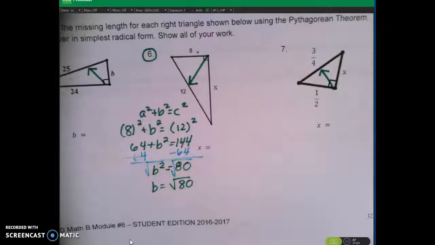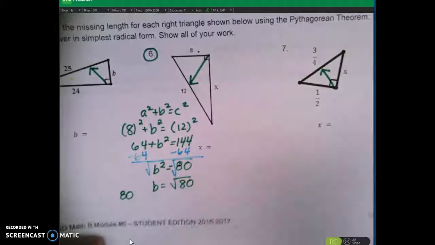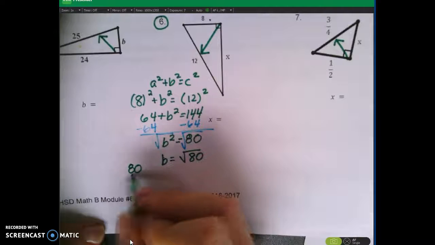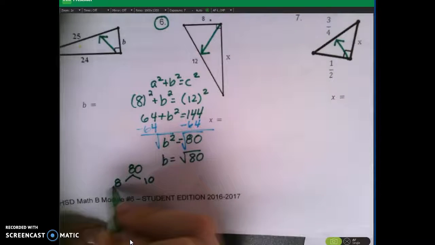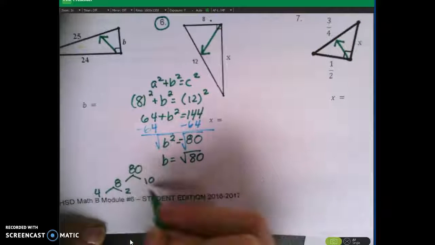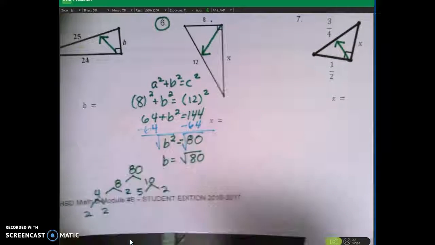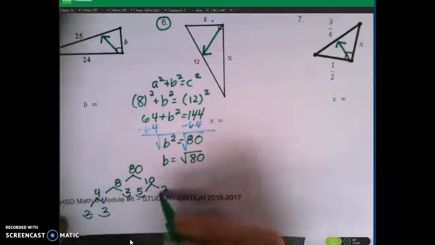You can make a factor tree here, or you can just think of a perfect square that goes into 80. If I make a factor tree with 80, I know, what's the first factor you think of that goes into 80? 8 and 10. Me too. And from 8, 4 and 2, and 10, 5 and 2, and 4 is 2 and 2.